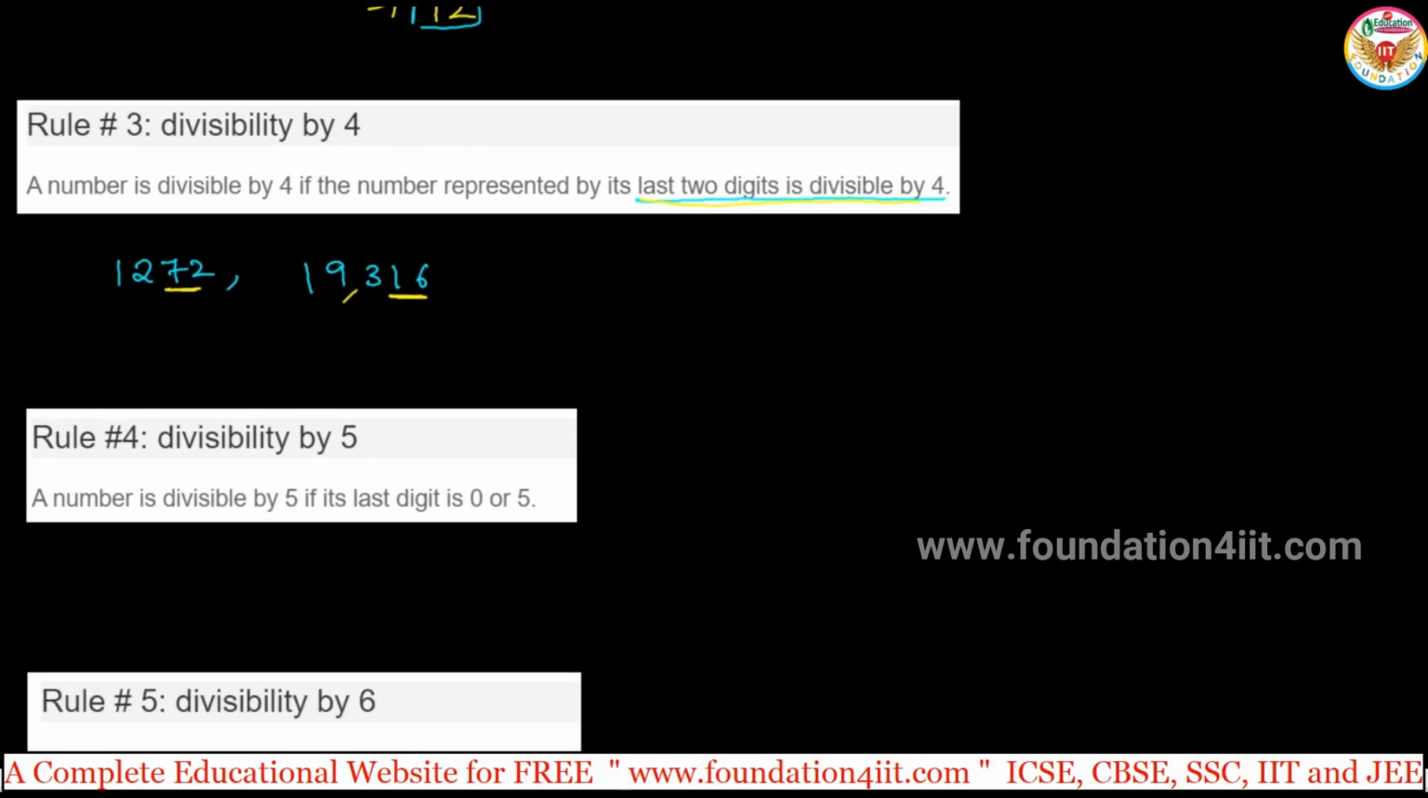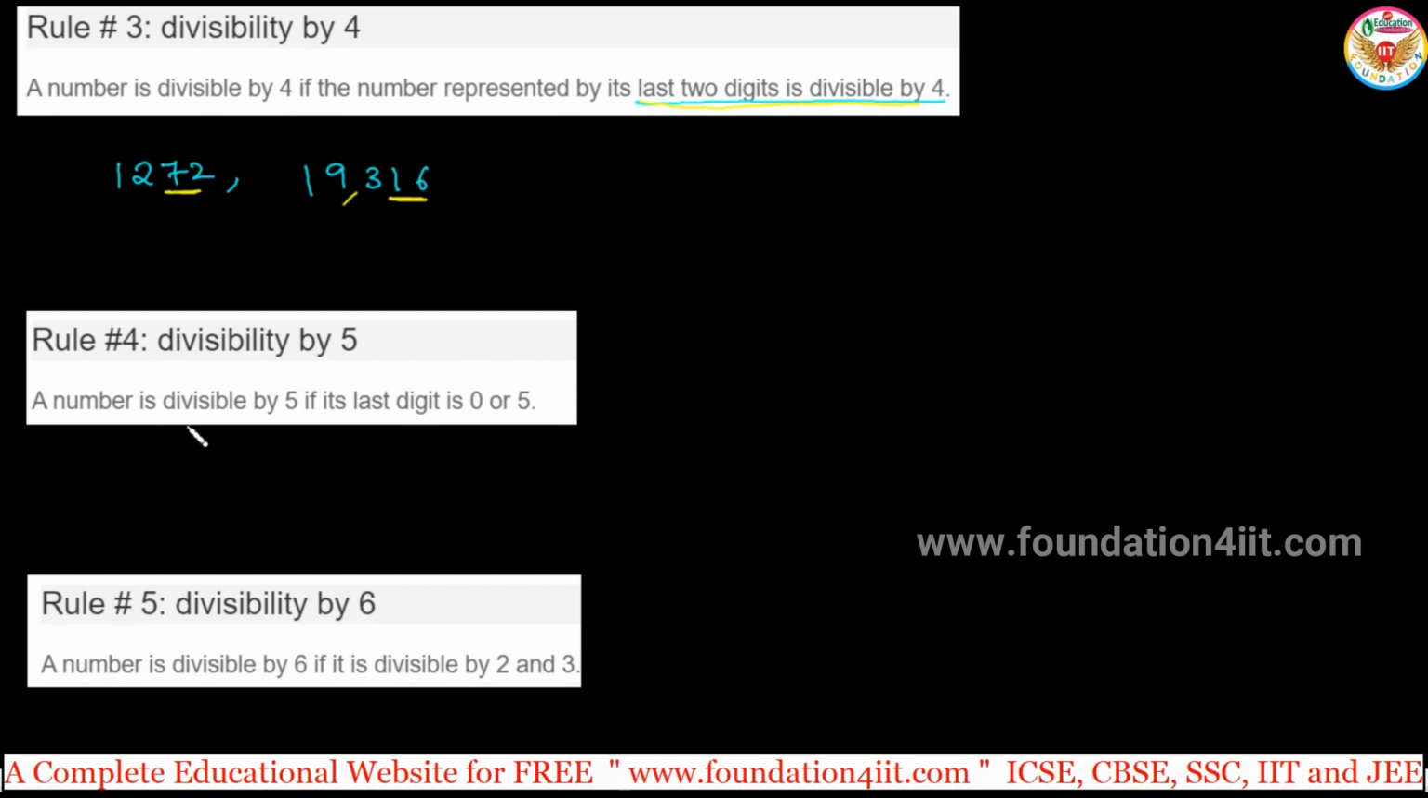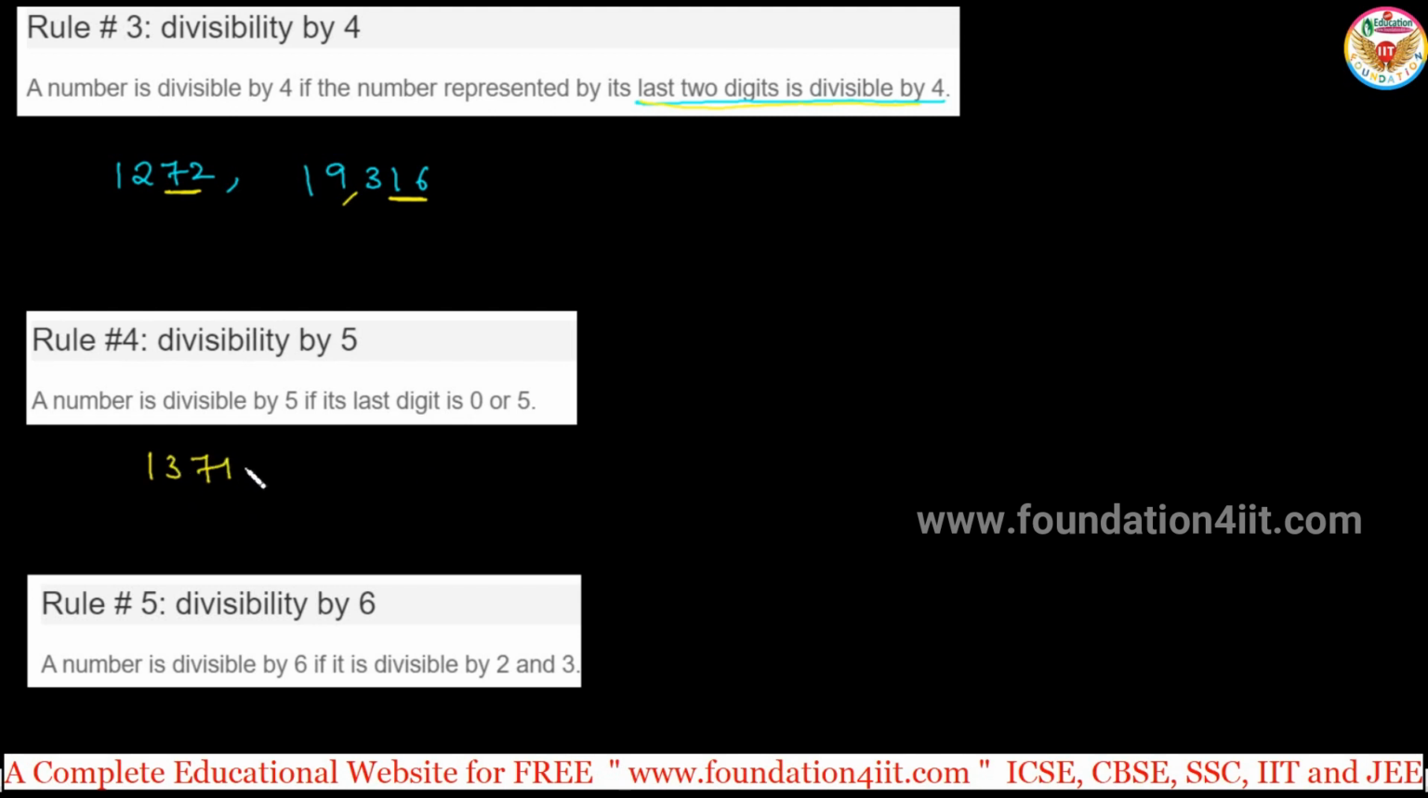And the rule for 5: a number is divisible by 5 if its last digit is 0 or 5. Because if you see the 5 table, only 0 or 5 is in the last digit, that is the units place. So 13,715, the units place is 5.